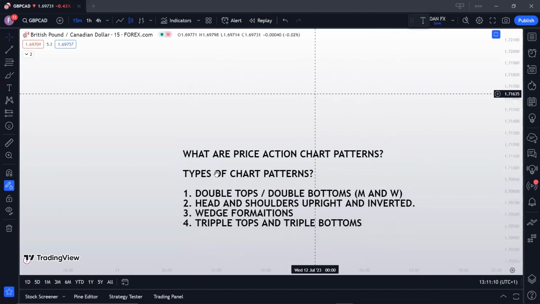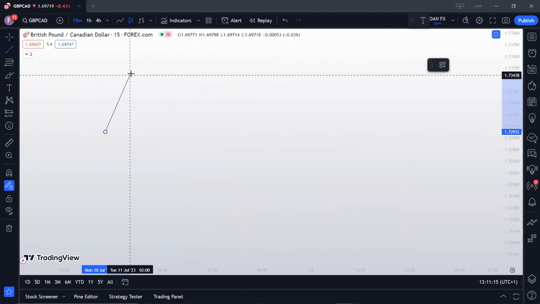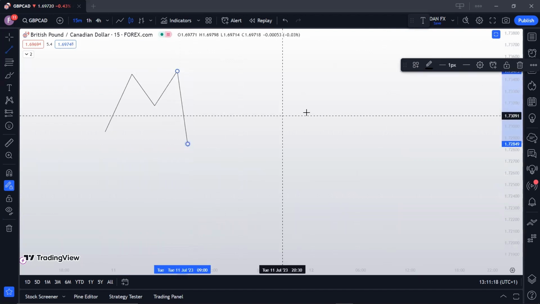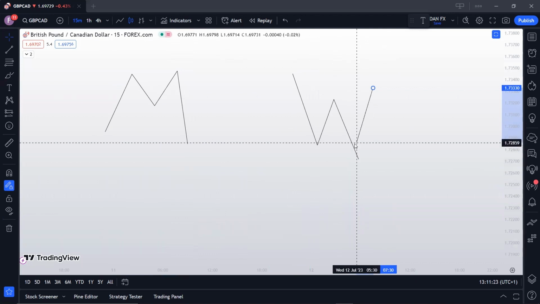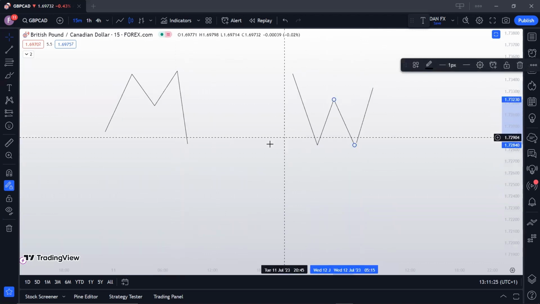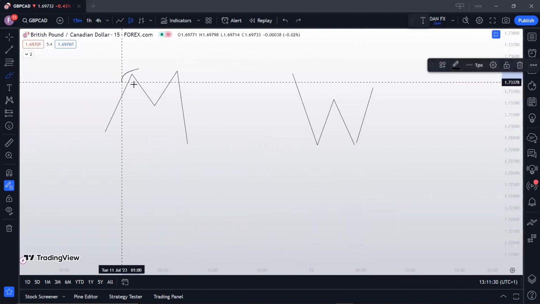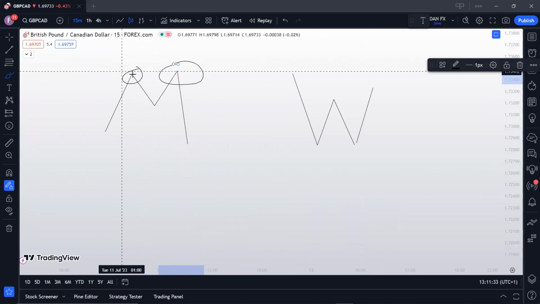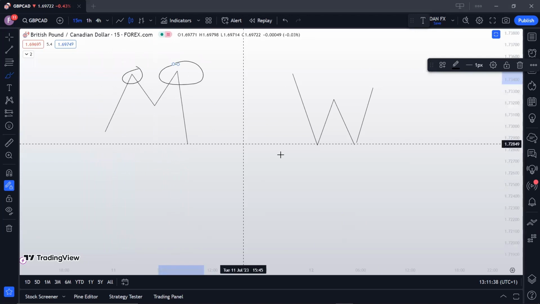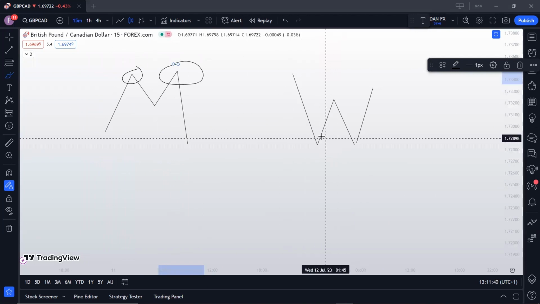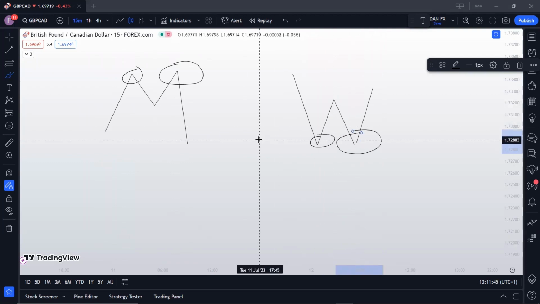Now, the first one we're going to be explaining is the double top. What are double tops and what are double bottoms? They're basically M and W formations. It looks like this, M, and it looks like this, W. Right. So this is your M and this is your W. They call it double tops because this is a top, and this is a second top. So you have two tops. And then they call this one double bottoms because this is a bottom and this is a bottom. So that's two bottoms, a double bottom, right?